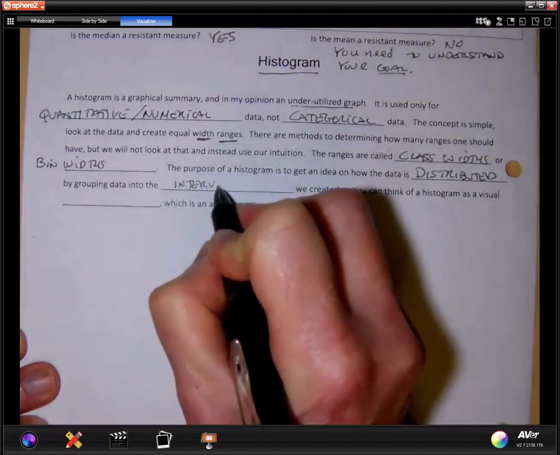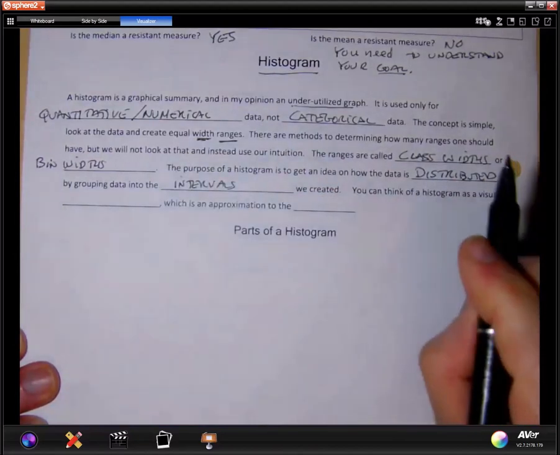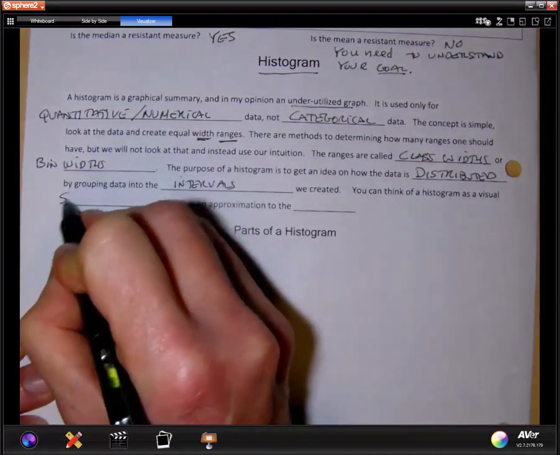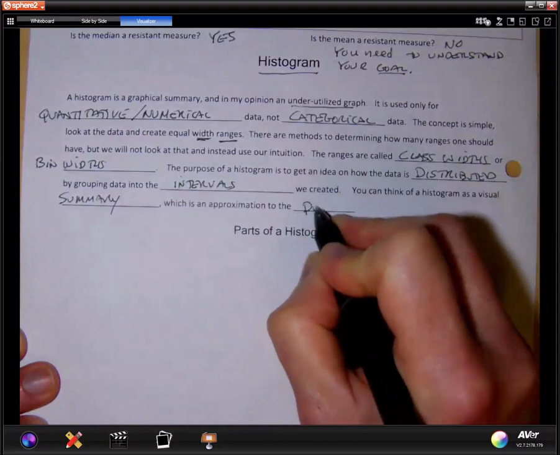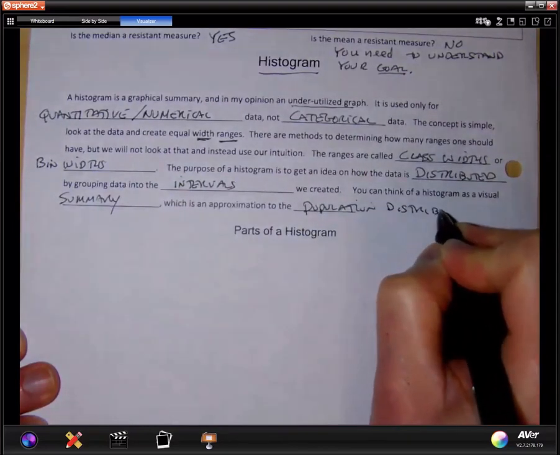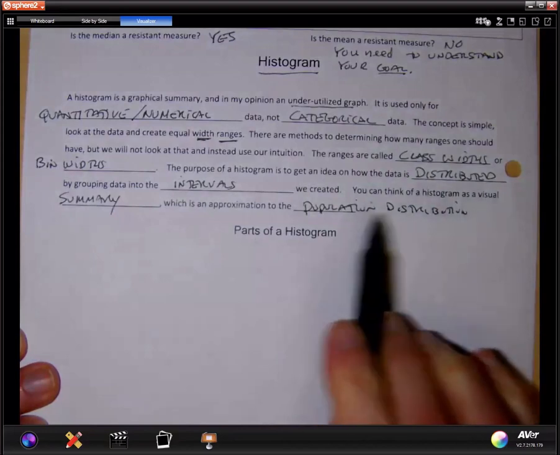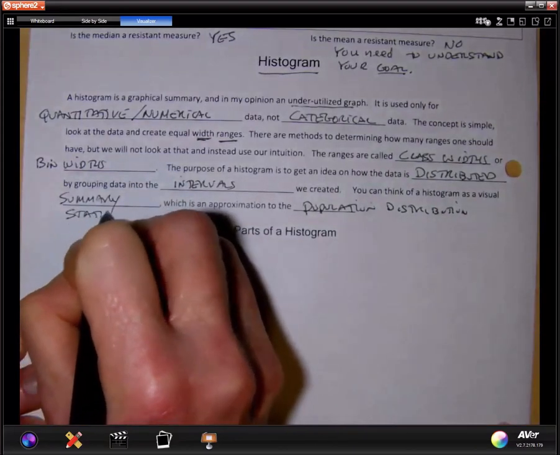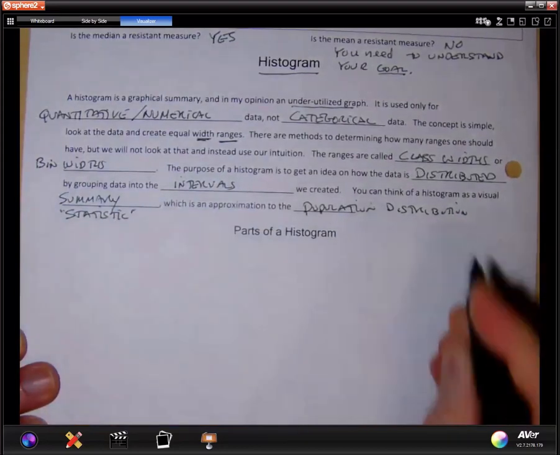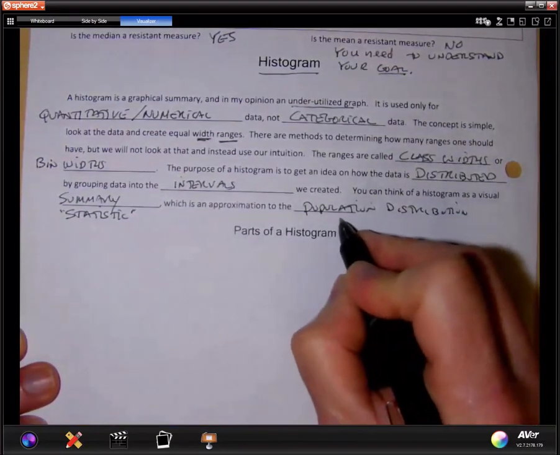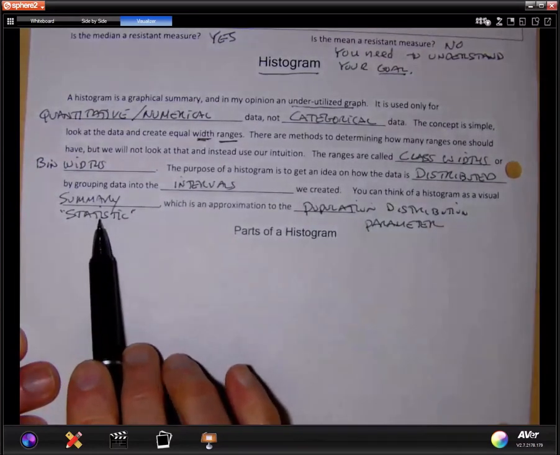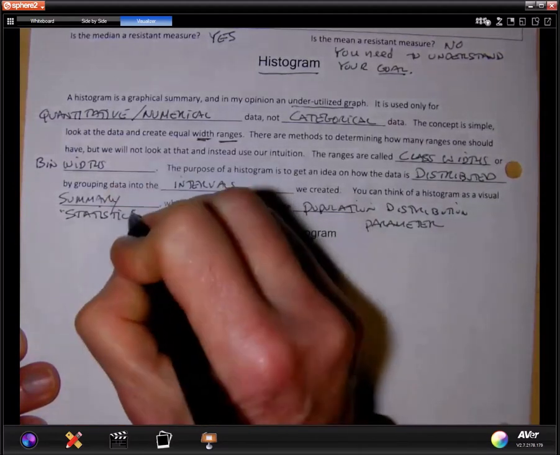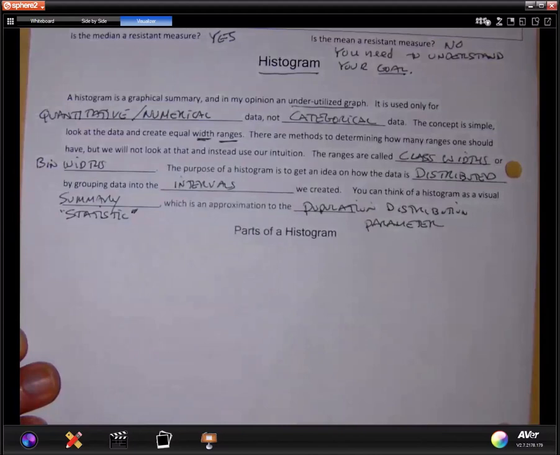I'm using a different word in case the other ones don't make sense. You can think of a histogram as a visual, like I said, summary, which is an approximation to the population distribution. Think of, again, also, I'm going to use a different word. You can think of a histogram as a visual statistic. It is a summary, but it's also like a statistic, which is an approximation to the population distribution, or again, where this one is the parameter. Not usually we use the word statistic to describe a histogram, but that's in reality what it is. It's some kind of way of condensing the information. It's a summary of the information, but a visual condensation.